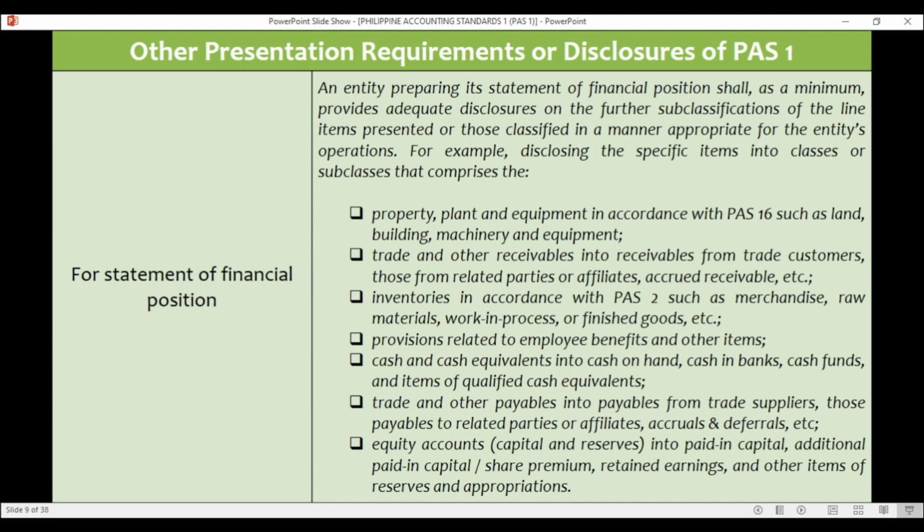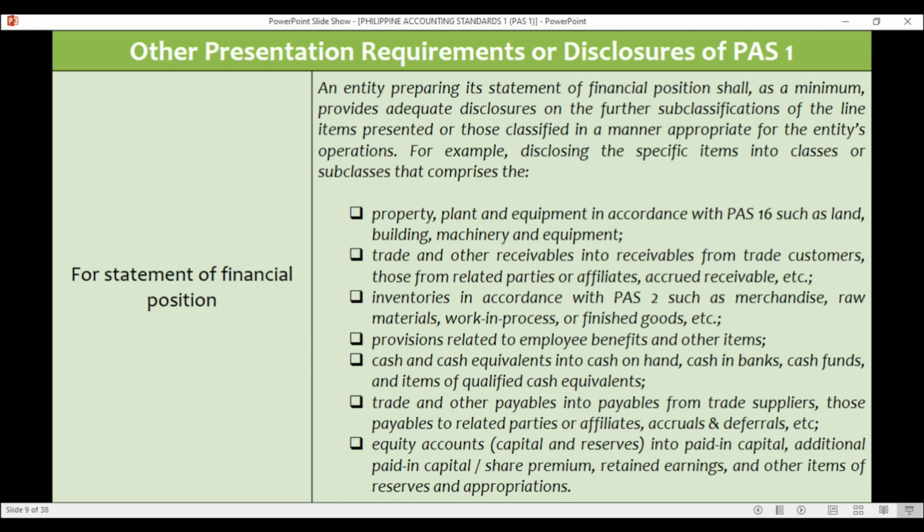Inventories in accordance with PAS 2, such as merchandise, raw materials, work in process, or finished goods, etc. Meaning, it should adhere with PAS 2 depending on the concern of the entity. What type of business concern is that? Is it merchandising, manufacturing, or a service concern? Provisions related to employee benefits and other items; cash and cash equivalents into cash on hand, cash in banks, cash funds, and other items of qualified cash equivalents.